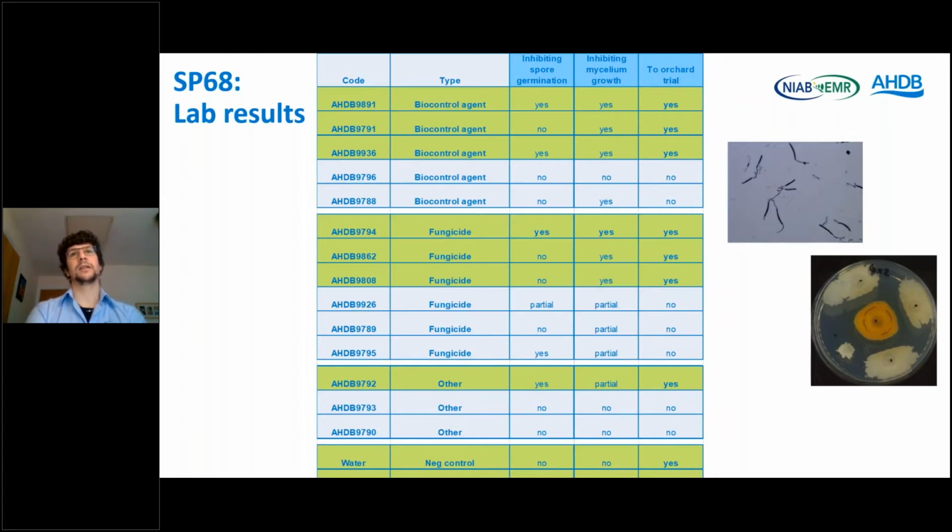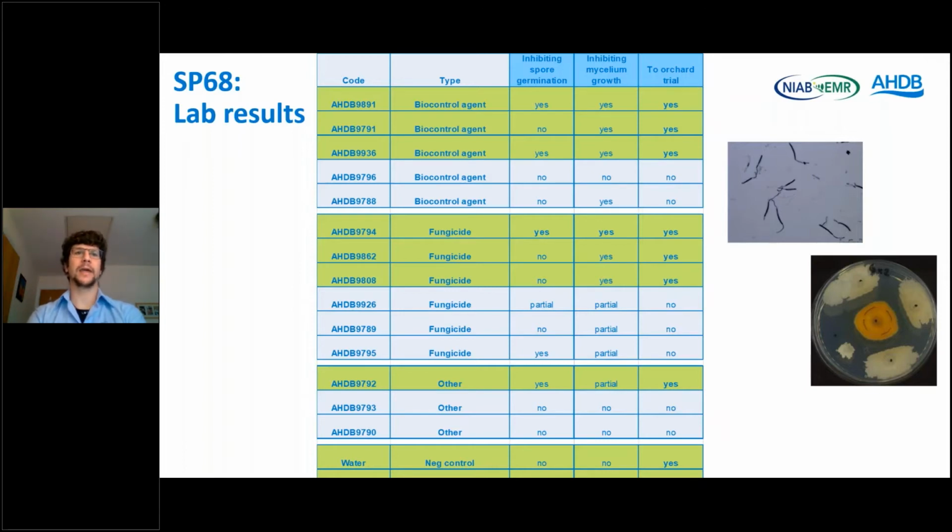We see that three new fungicides were inhibiting mycelium growth, but only one inhibited spore germination, and all three in green, you can see, went to orchard trials, while the rest that only have partial efficacy were not. The fungicide AHDB 9795 is copper-based, and we decided not to put that in the orchard trial because it's extremely unlikely that this product will be registered.